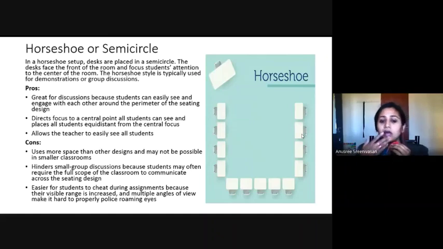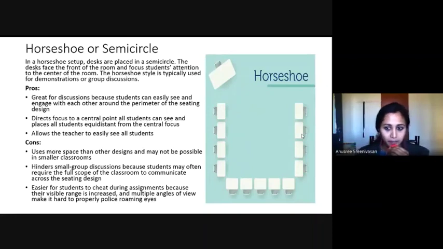Okay, and it directs the focus to a central point, and all students can see, and it places all students equidistant from the central focus. So all the students can see the teacher clearly, what the teacher is doing, and it allows the teacher also to see the students clearly. Like you can see each and every one of them, and all the students can see each other.